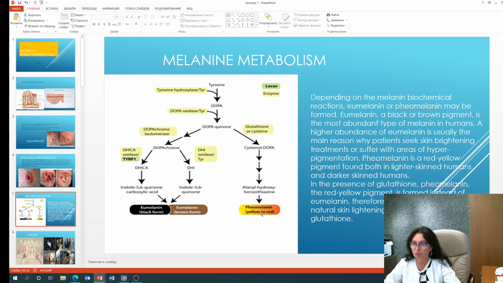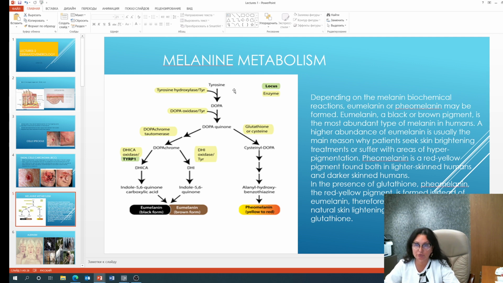Pheomelanin is a red-yellow pigment found both in lighter-skinned and darker-skinned humans. In the presence of glutathione, pheomelanin, the red-yellow pigment, is formed instead of eumelanin, therefore providing us with the natural skin lightening effect we see with glutathione. This depends on the enzyme present, which directs production of melanin in different ways.